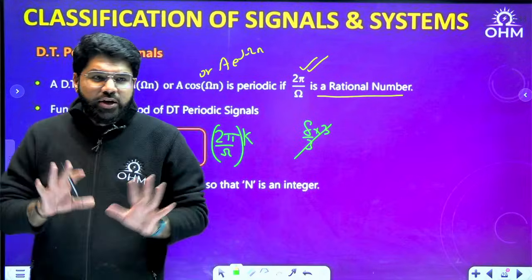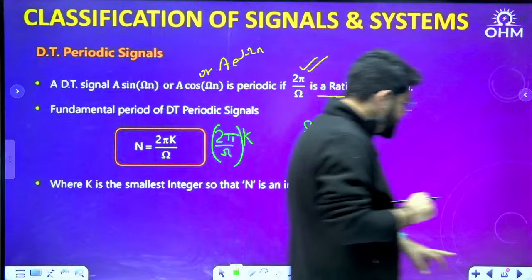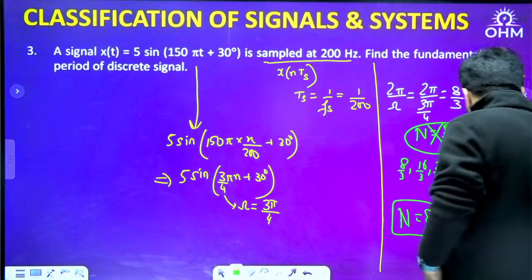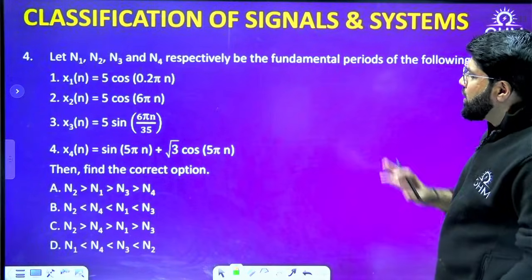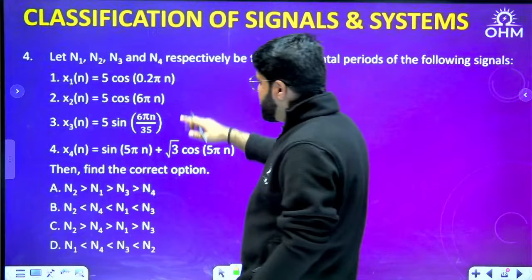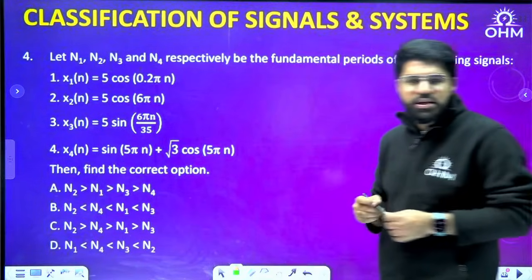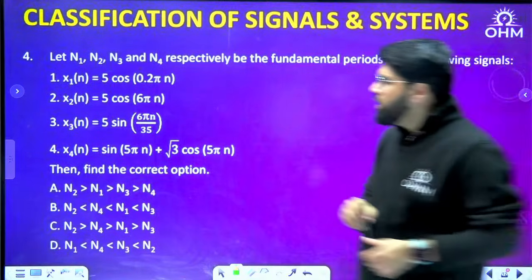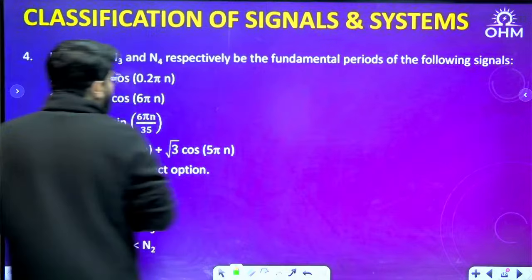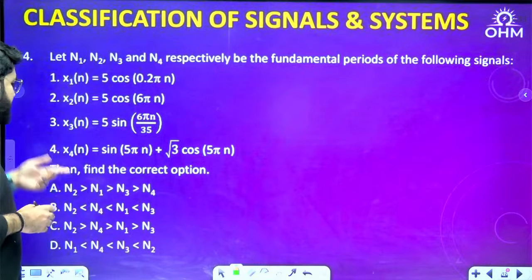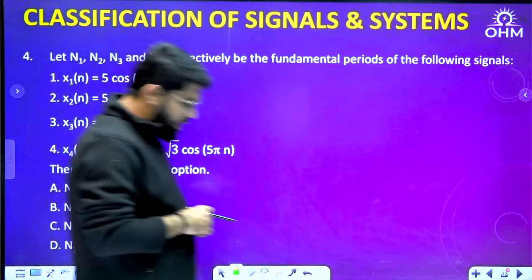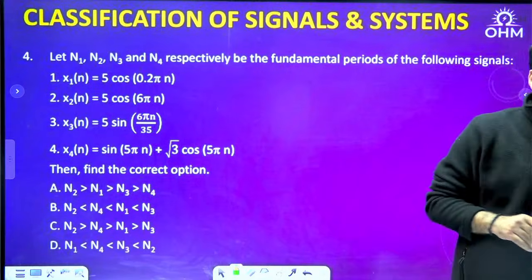I hope this concept is clear regarding discrete time signals. Now, the next question on discrete time signals again. These are individual signals and then the addition of discrete time signals. N1, N2, N3, N4 respectively are the fundamental periods of the following signals. Then find the correct option.